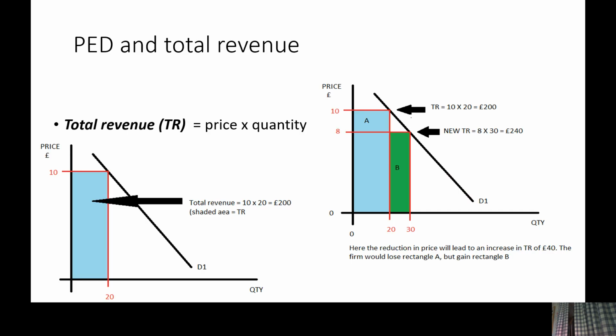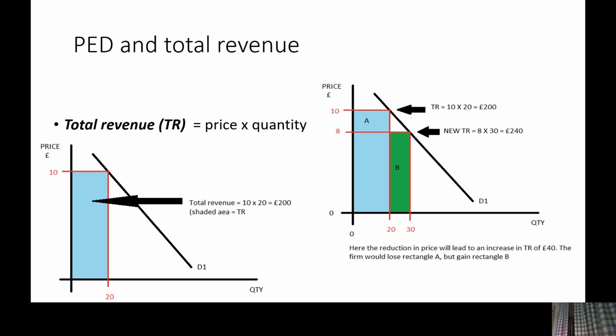Right, now we're going to be thinking about how changing price would affect total revenue. In the left-hand side diagram, we can now see a firm is charging £10, and at £10, they've got 20 people buying their product. So 10 lots of 20 would generate £200 in revenue.